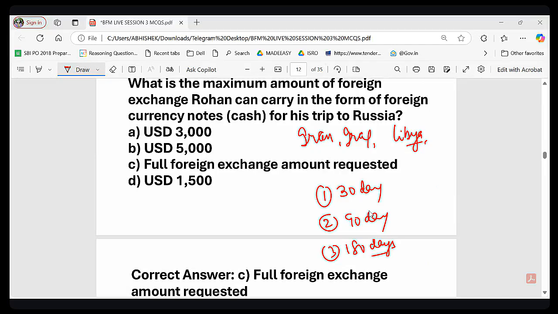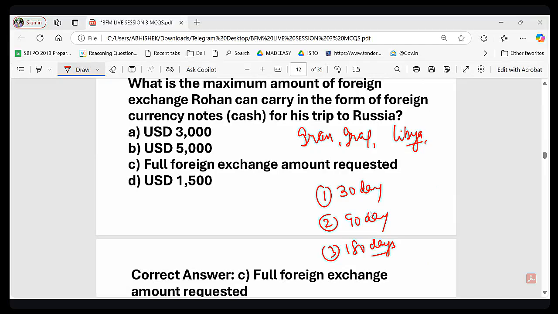Okay, Dinesh is answering option 3. Great, exactly. Traveler must surrender unutilized foreign exchange to an authorized dealer within 180 days of returning to India. This ensures compliance with FEMA. So to recap the point which we have covered in this particular question, first thing is that Rohan can carry the full amount. Yes, correct, Sudhanshu. 180 days, very good. Rohan can carry the full amount of foreign exchange in cash for his trip to Russia. Upon returning, he must surrender any unutilized foreign exchange within 180 days.